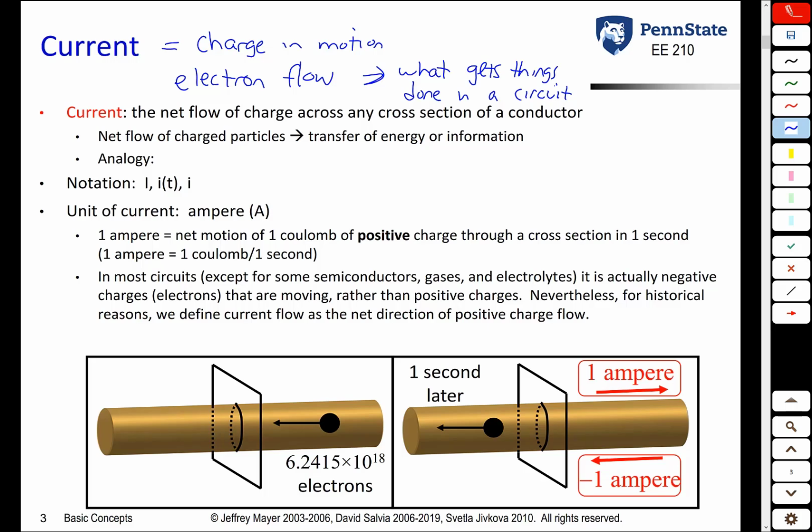So the official definition of current: it is the net flow of charge across any cross-section in a conductor. And the key word here is the term net. At any given time, you could have electrons flowing from left to right and other electrons moving from right to left. It is the net flow that dictates what the current is. And once again, this is important because this is how you get the transfer of energy or information in a circuit.